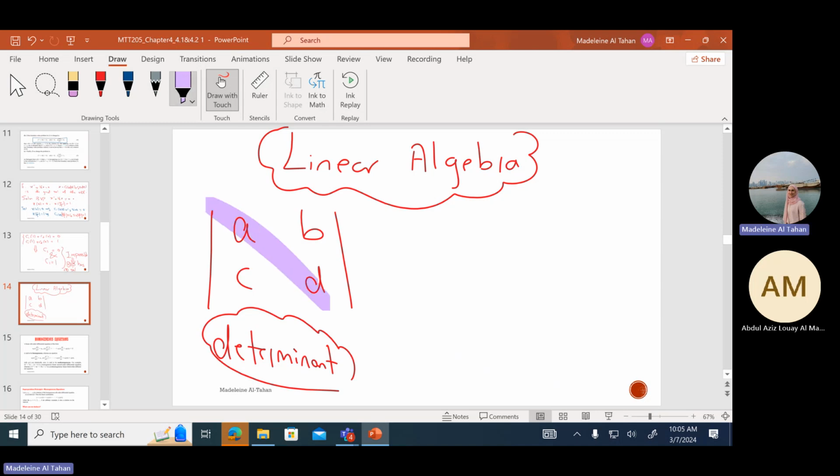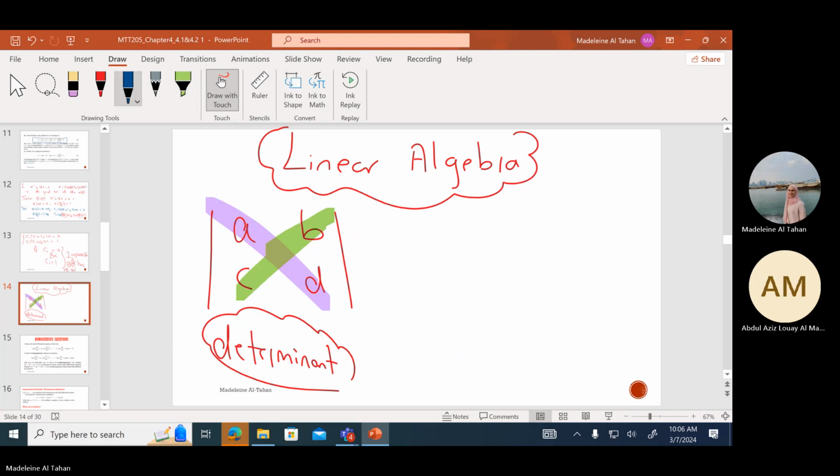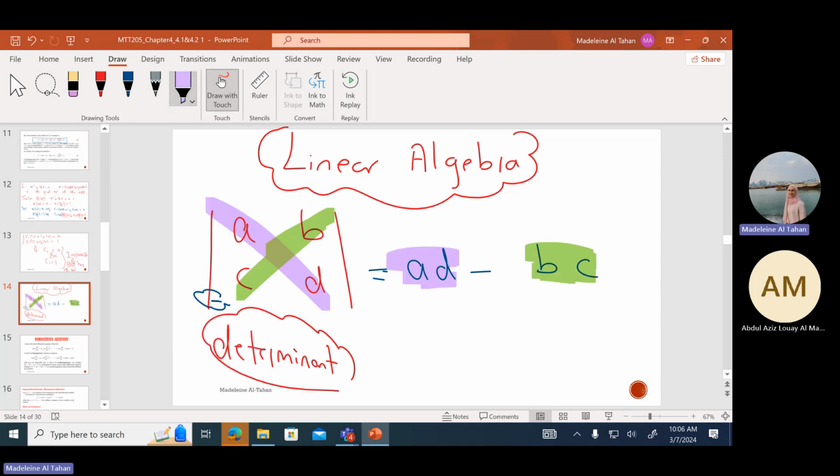How does this one work? The purple minus the green. So the purple AD minus BC: the main diagonal minus the second diagonal. This one we call the determinant, and it gives us a value. For a matrix you write brackets, but for a determinant you put lines.